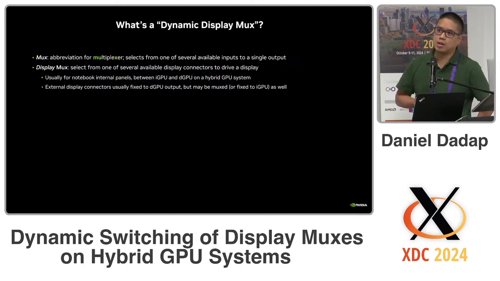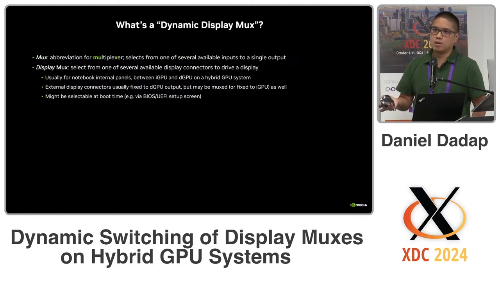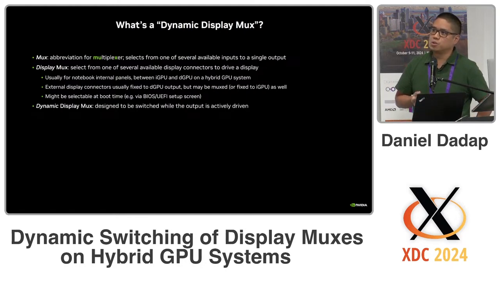And in either case, you're generally selecting between an integrated or a discrete GPU as your input to drive that display device. And this is the sort of thing that you would typically configure at boot time. Maybe in your firmware setup screen, you'll make a selection for one GPU or the other, and that selection will persist for the lifetime of the boot. Unless you have a dynamic display mux, and those are display muxes that are designed to be switched while the output is actually being driven. You'll see examples of this in systems sold with NVIDIA Advanced Optimus branding.